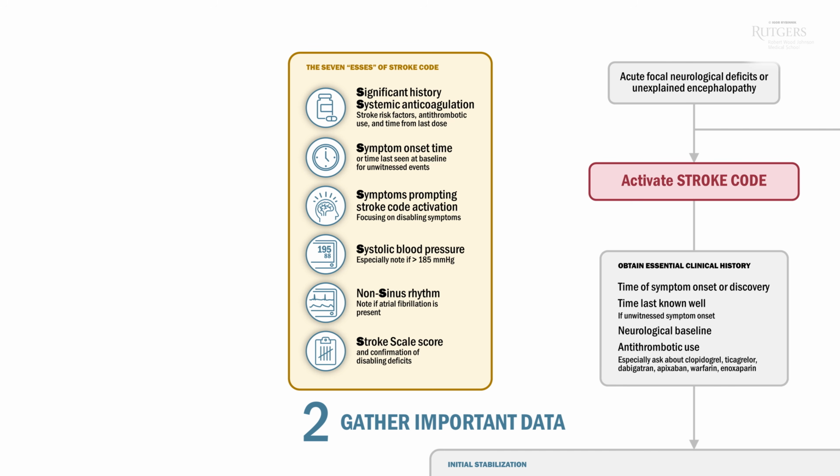Systolic blood pressure, which is important for stroke interventions. Heart rhythm, is it non-sinus? That's another way of saying notice atrial fibrillation if present. And the NIH stroke scale score to identify disabling deficits.